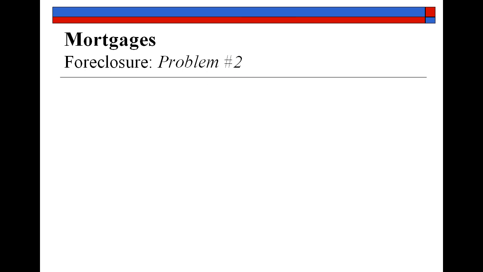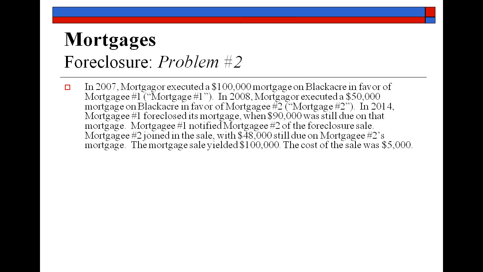Problem number two begins with a very similar set of facts. However, we're going to see a significant difference when we get to the proceeds of the mortgage sale. So once again, mortgagor executes a $100,000 mortgage in favor of mortgagee number one.